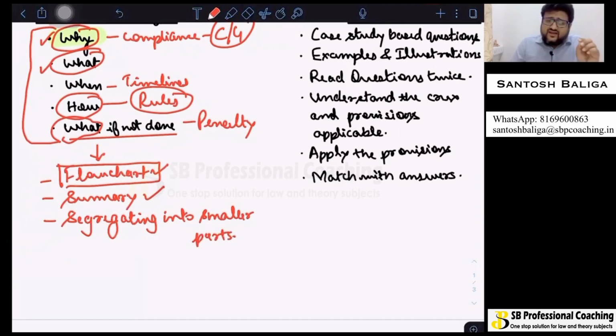Conceptual understanding is extremely important because ratification will not work. You have to have conceptual knowledge to answer this MCQ based question. MCQ based questions are also going to be case study based, conceptual questions which are going to come. So this is the first part.